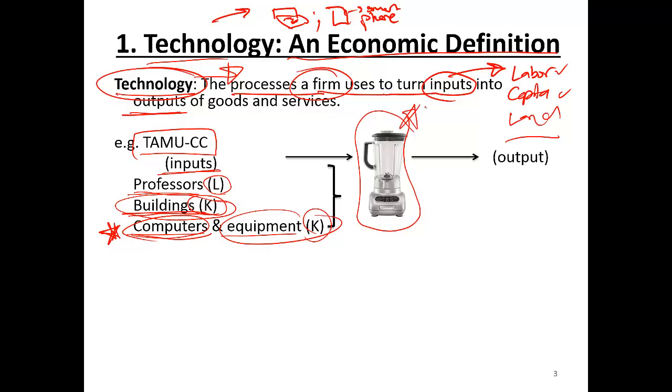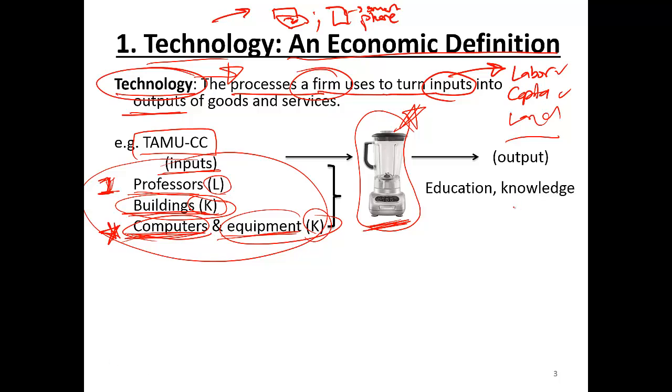I am trying to underline the fact that we choose certain levels of inputs. For instance, you are assigned to one professor per course. Each professor has an office, and each professor has access to a certain number of computers and equipment. So technology here is really like this blender. Obviously we don't put them in a blender, as I said, but you combine them in certain quantities and then you get output. What is output here?